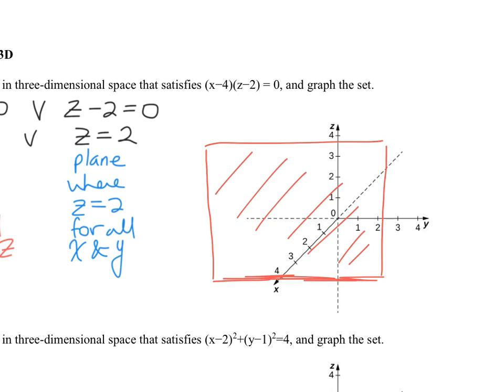Is it hand drawn 3D graphs, eyeballing it? Well, what I did is I took this line, reproduced it down here at x equals 4, and I took this line, reproduced it over here to make it parallel to z, and created a rectangle out of it. But I did eyeball it.